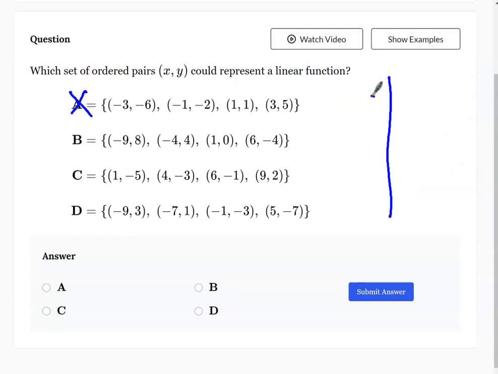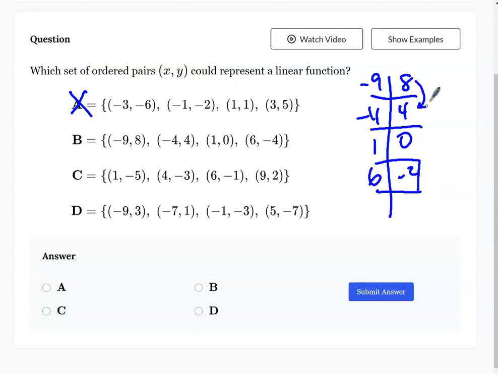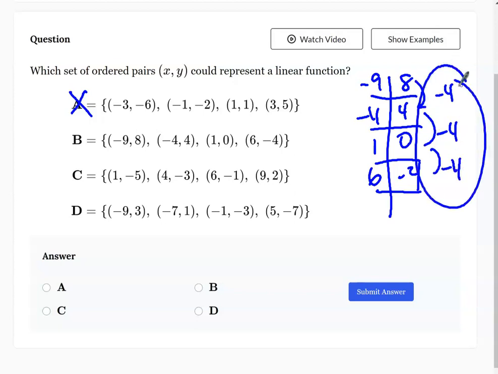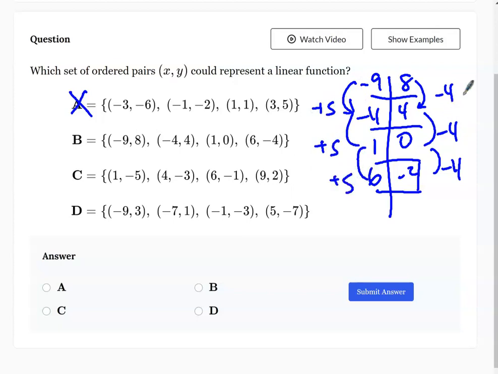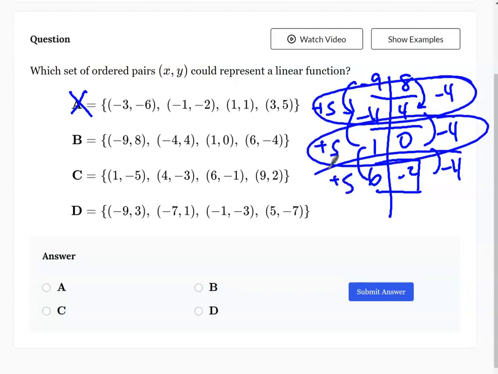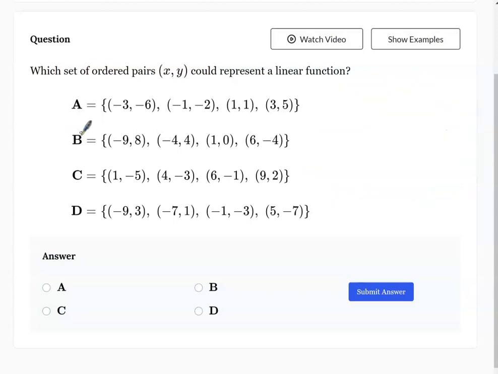Let's do the same task with item B: -9, 8; -4, 4; 1, 0; 6, -4. So it looks like I'm going down 4, going down 4, going down 4. This is looking really promising. I have a constant pattern over here, so let's check the x's. It's going up 5, up 5, up 5. This is a winner. -4 over 5 every time. So B is the correct solution.